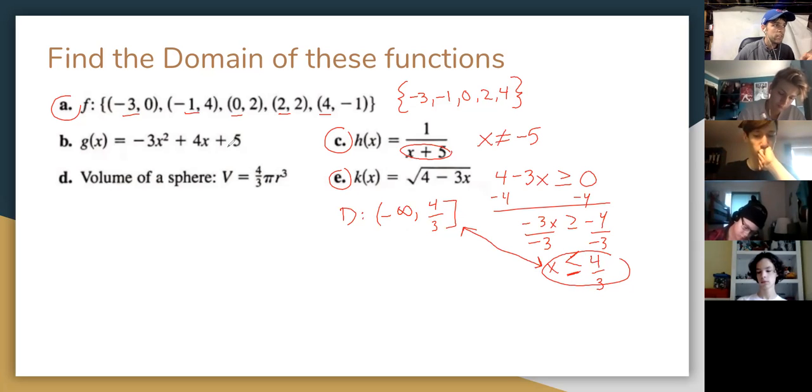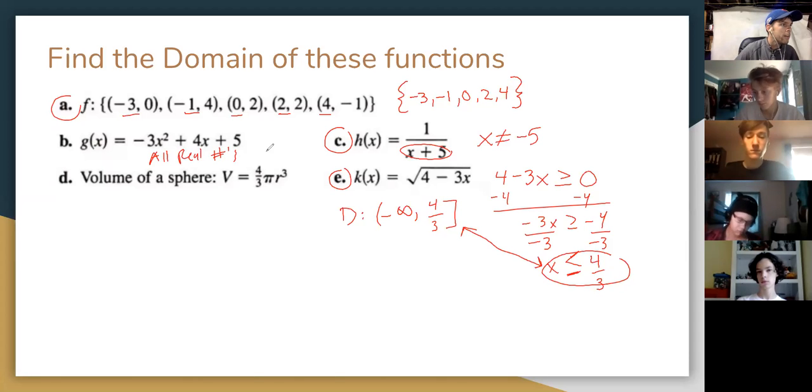So really quickly, just touching on these two. B is actually pretty easy. There's neither of these two issues. There's no denominators. There's no square roots. So this one would just be all real numbers. Or the other way we could do it is from -∞ all the way up to infinity. So every number, it doesn't matter, as long as it's a real number.